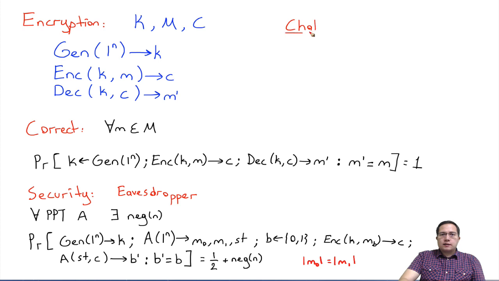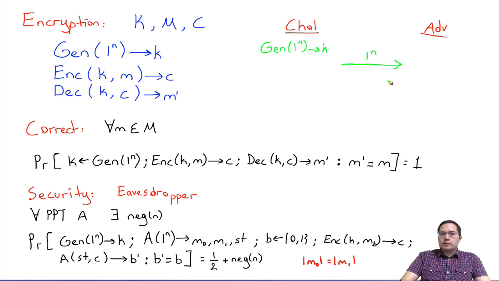We can also define this as a game between a challenger, let's say, and an adversary. When you visualize this probability as a game, it will look like this. So this challenger needs to generate, using the security parameter, this key K. And it needs to give the adversary this security parameter. Then the adversary, we have no idea what it does, but eventually it will give us M0 and M1.